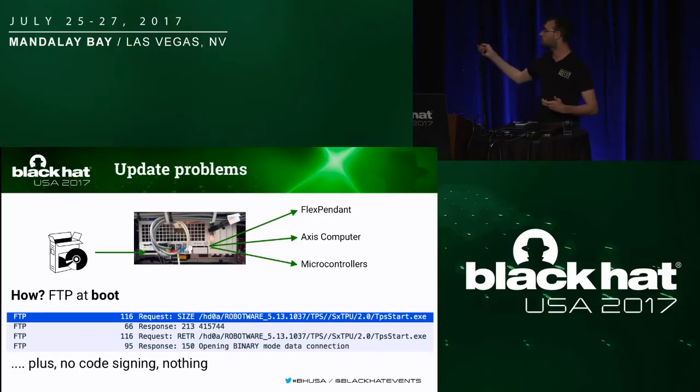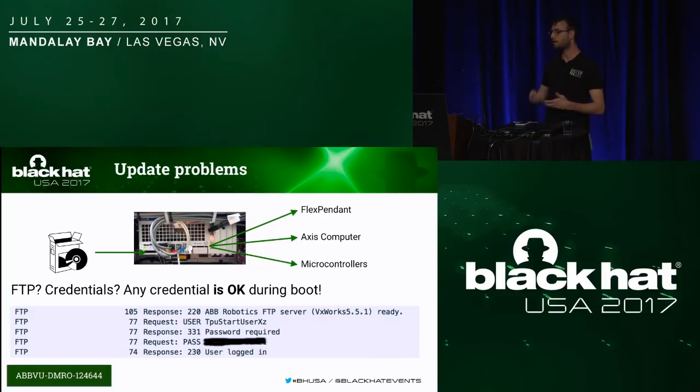The point is, how is this authentication performed? Well, before the latest patches, the Flex Pendant authenticated to the main computer using any credentials. Basically, the user authorization system was turned on only after the Flex Pendant booted, to allow the Flex Pendant to download the software update before a user could type a username and password, because the boot is unattended.